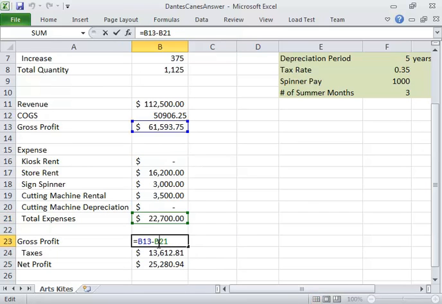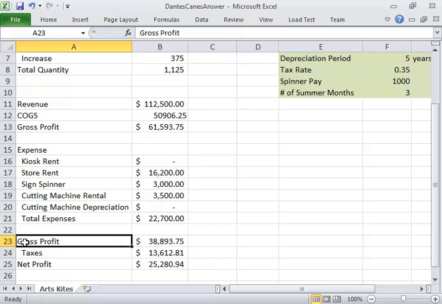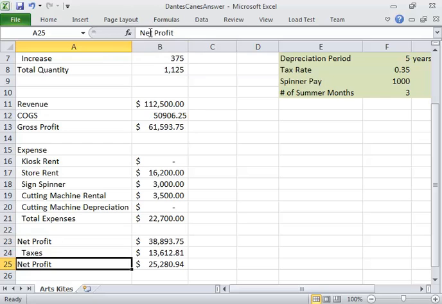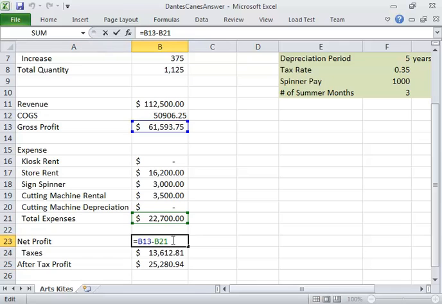The difference between our gross profit and our total expenses is our net profit. Our taxes are our net profit times the tax rate we decided on, and then our after-tax profit is the difference between our net profit and our taxes.